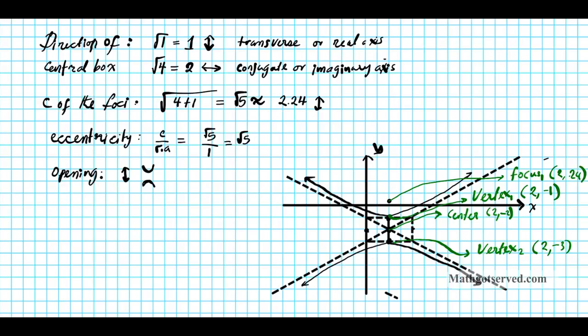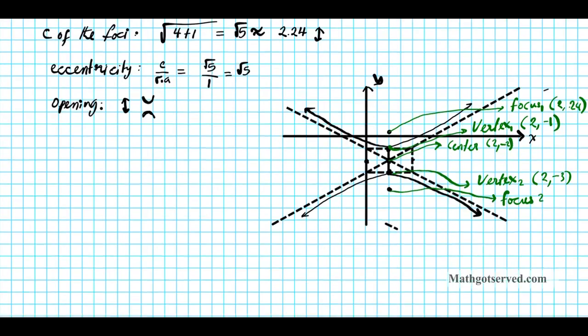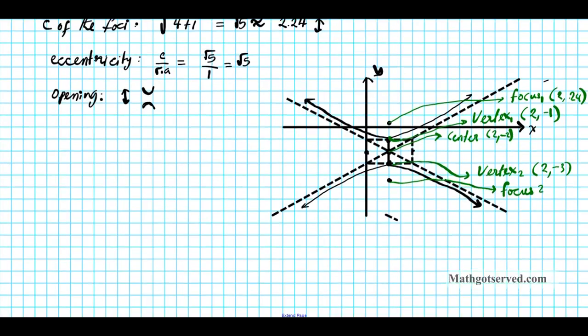Focus 2, we're going to go 2.24 units down from the center. So right there, it's an approximation. That's our focus 2. The coordinates of our focus 2 involve subtracting 2.24 from the y-coordinate of our center. So our center is -2, so we subtract 2.24, and you have -4.24.